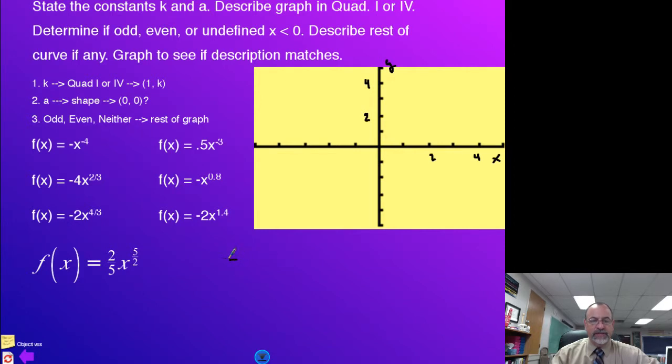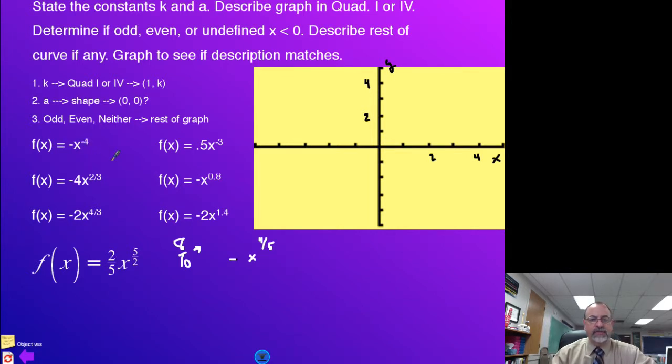So negative x, now let me put this in white here so you can see that a little bit better. So we're going to have negative x, and then to the 0.8, 0.8 is actually 8/10, which divided by 2 gives us 4/5. So this is actually negative x to the 4/5 power. All right, so now we know that, let's just go ahead and do our steps.